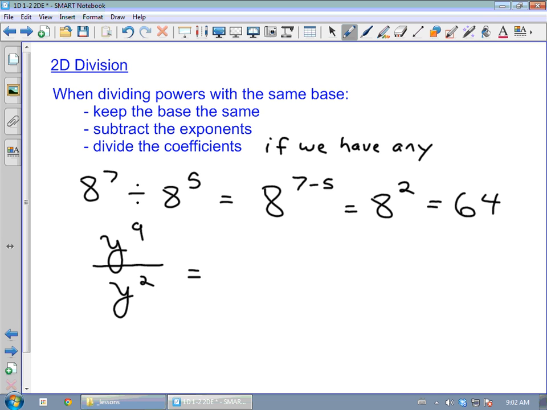We could have something like this: y to the power of 9 divided by y to the power of 2. How are we going to simplify this a little bit here? How can we apply this rule? We're going to divide them. Yep. So you're right, you could rewrite this as this. That's an optional step. And then where do you go from here?